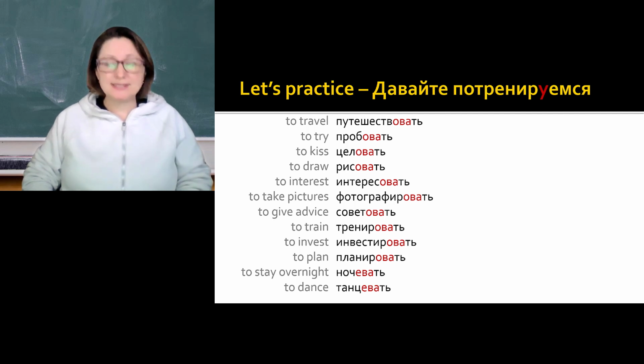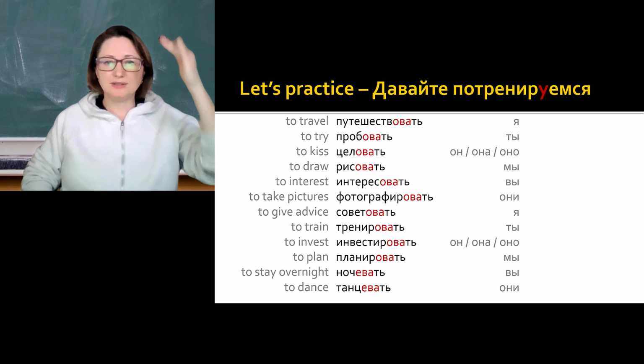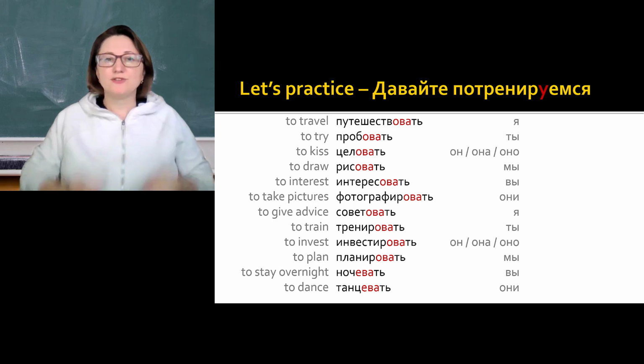Okay, let's practice. And by the way, can you see, let's practice in Russian means давайте потренируемся. And again, you see this kind of like U, because тренировать, that's the verb that you can see here, is the over verb that changes. Okay, here's how we're going to be conjugating the verbs. We are gonna go from я, ты, to, они, and then again for every verb. So for example, you'll say, I am traveling, you are trying, he is kissing, and so on.